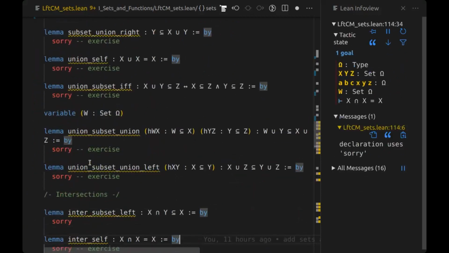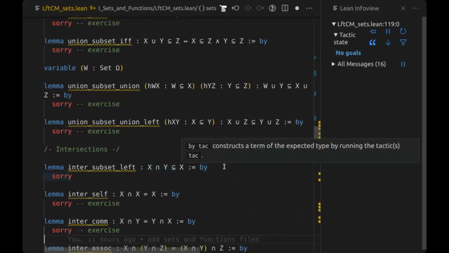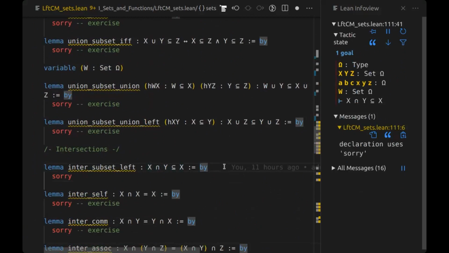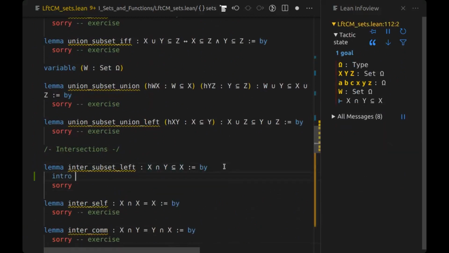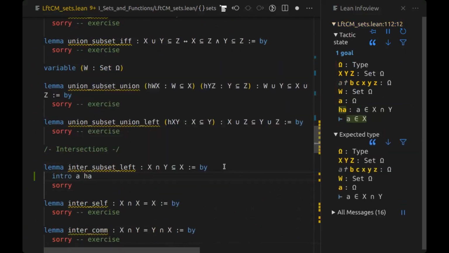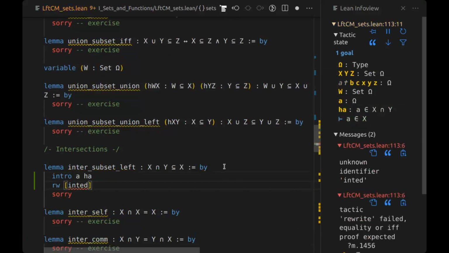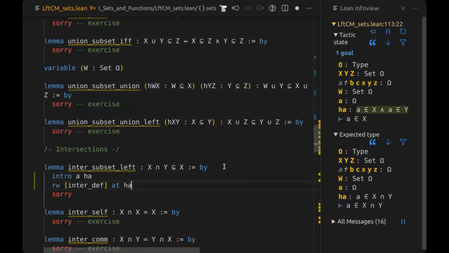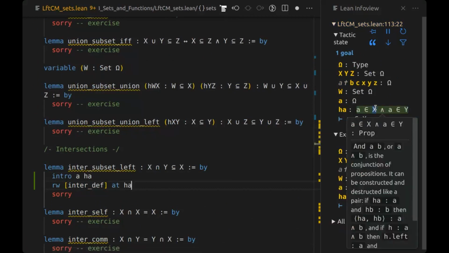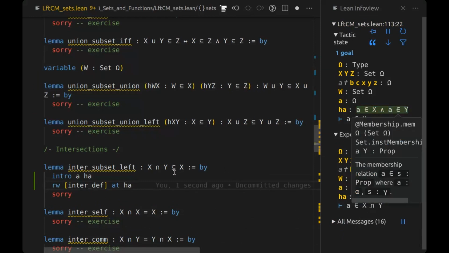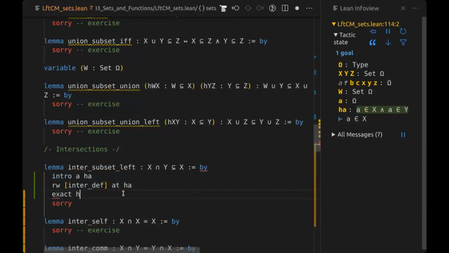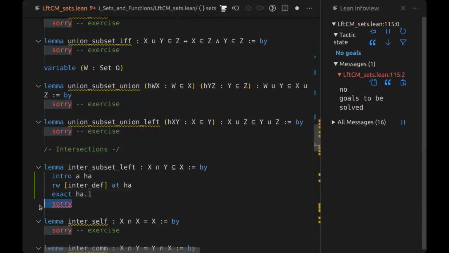Okay. And then similarly, we have some exercises about intersections. So if I want to check that the intersection of X and Y is contained in X, I start by introducing A and I assume that A is in the intersection. So now, if I rewrite the definition of intersection in the hypothesis HA, I see that this is the same as A is in X and A is in Y. So I can use exact HA.1 to get the conclusion that I want. Okay.